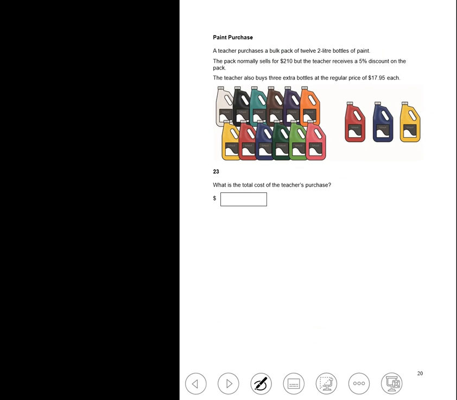Okay, question 23. A teacher purchases a bulk pack of 12 2-litre bottles of paint. They normally sell for $210, but the teacher receives a 5% discount on the pack. So, 5% discount means that you pay 95% is what you actually pay. So let's write that in, pay.